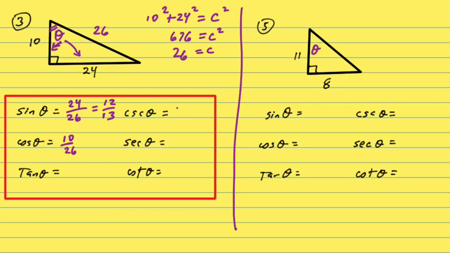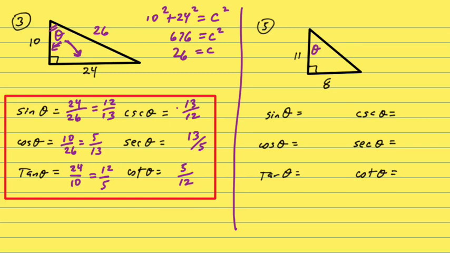Tangent is TOA. Opposite over adjacent. Opposite is 24. The adjacent is 10. All of these can simplify, half the top, half the bottom. Anyway, cosecant is a reciprocal of sine, so you just flip that over, 13 over 12. Secant is a reciprocal of cosine, flipping it over, 13 over 5. Cotangent is a reciprocal of tangent, so if you flip 12/5 over, you'd get 5/12. So anyway, those are your 6 trig ratios for number 3.